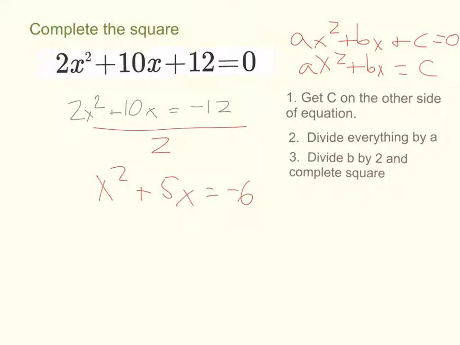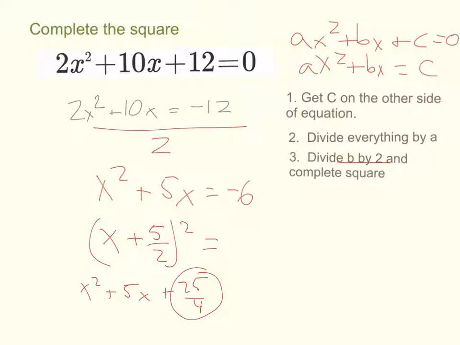Next step is we are going to divide b by 2, and this can get a little bit confusing, and complete the square. Meaning I'm going to take x plus b over 2, where b over 2 is 5 halves, and then I'm going to square that. If I were to unfoil this, it would give me x squared plus 5x plus 25 over 4. That would complete the square. So if I'm going to add this 25 over 4 on this side, I'm going to have to do the same thing on the other side.